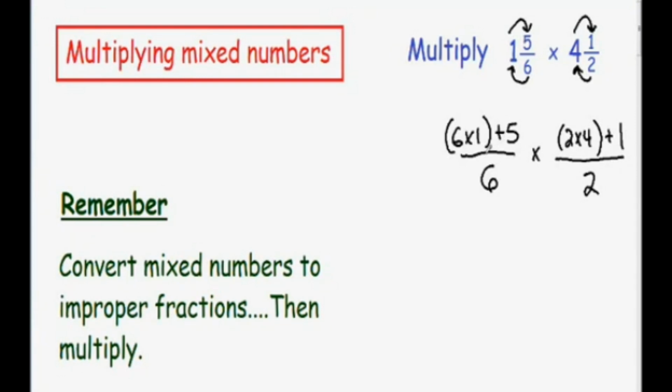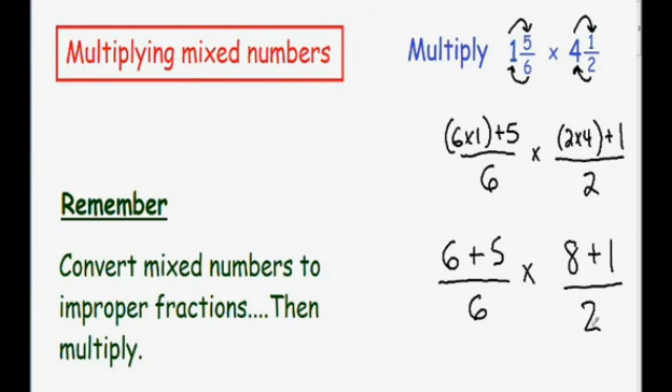So let's simplify these fractions as much as possible. In our first fraction, we have 6 times 1, which is just 6. And we still have to add the 5. And this is all over 6, multiplied by our second fraction, which has a 2 times 4. 2 times 4 is 8. And we still have to add our 1. And this is all over 2.